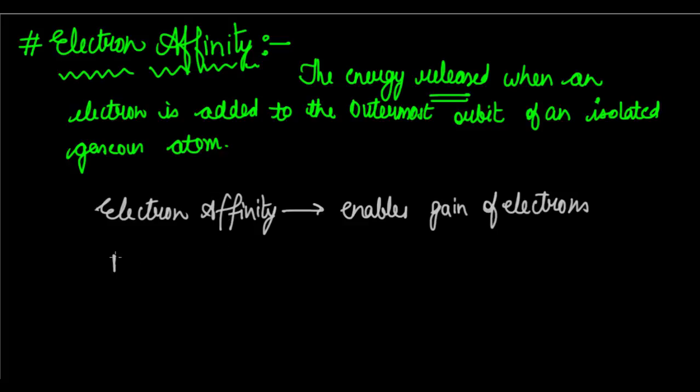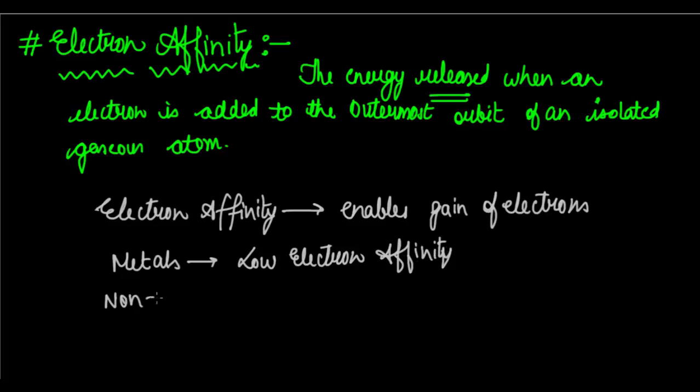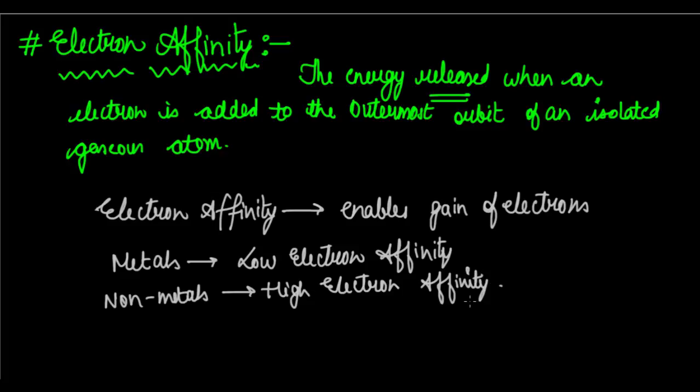So your metals have low electron affinity. But your non-metals have high electron affinity. They have a high tendency to gain electrons, right? Hence, they have a high electron affinity because they want more electrons. They have an affinity for electrons. Okay, so that is your high electron affinity.